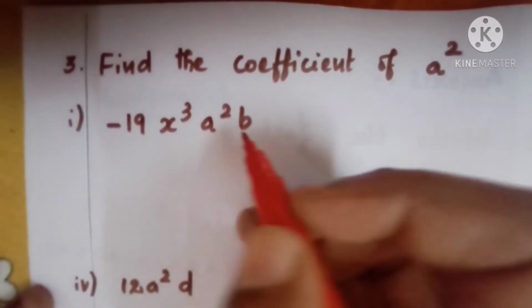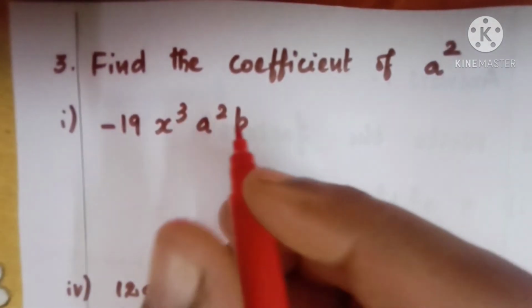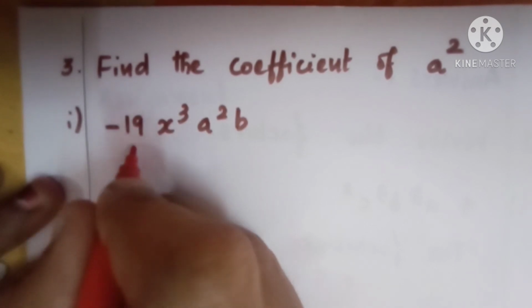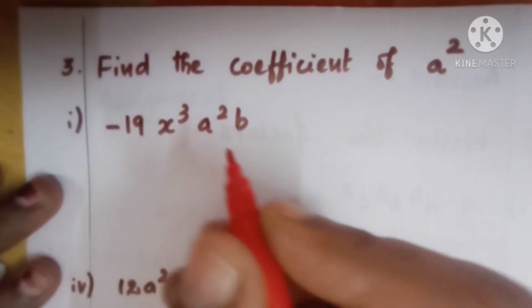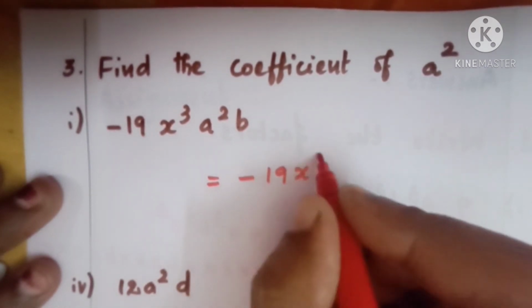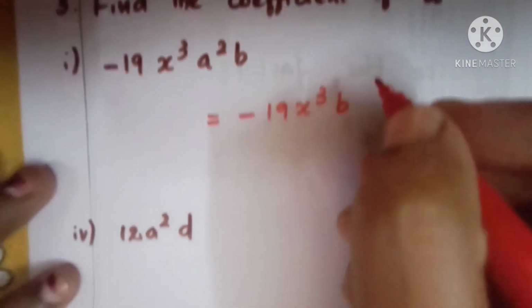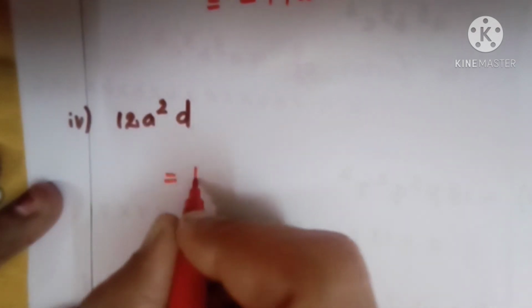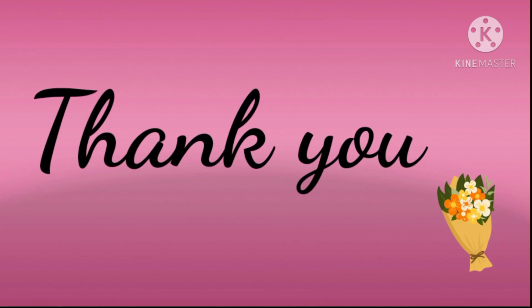Next. Find the coefficient of a square. So the coefficient of a square in minus 19x cube a square b is equal to minus 19x cube b. And the second sum, 12a square d. The coefficient of a square in 12a square d is equal to 12d. Thank you, students.